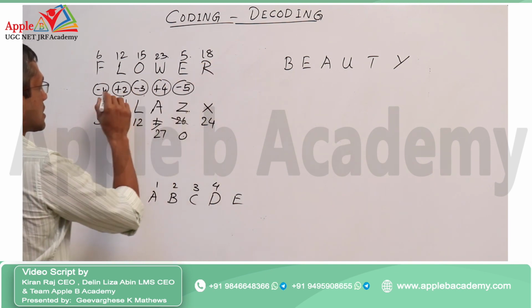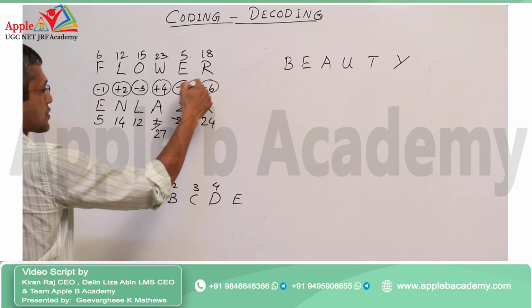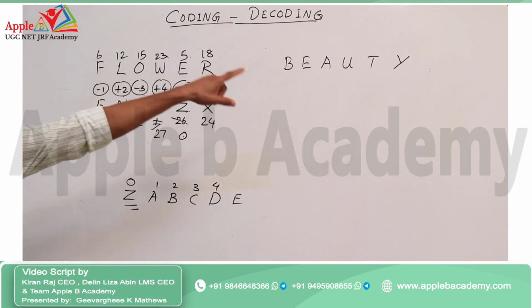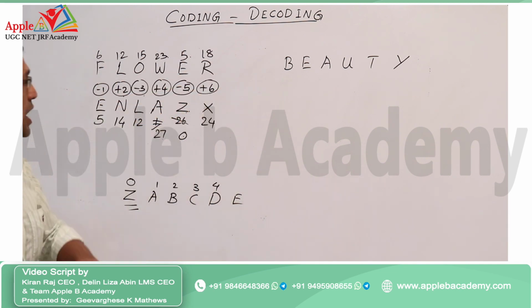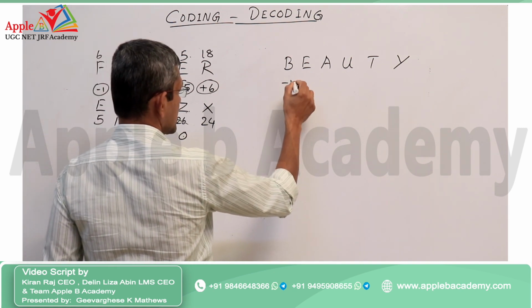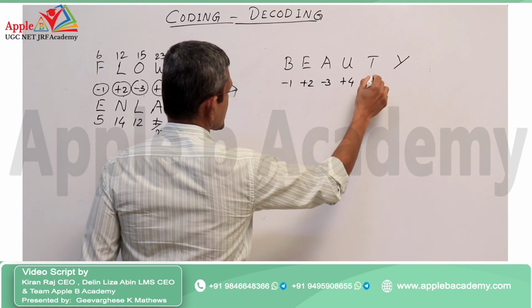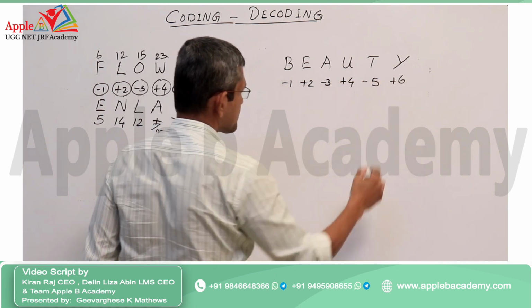And how about the next one? It is minus 5, next one must be plus 6. Plus 6, 18 plus 6 is 24. And we apply the same pattern on the right hand side. So what is it? Beauty, right? So it's starting from the same letter, same pattern, minus 1 plus 2, minus 3 plus 4, minus 5 plus 6.